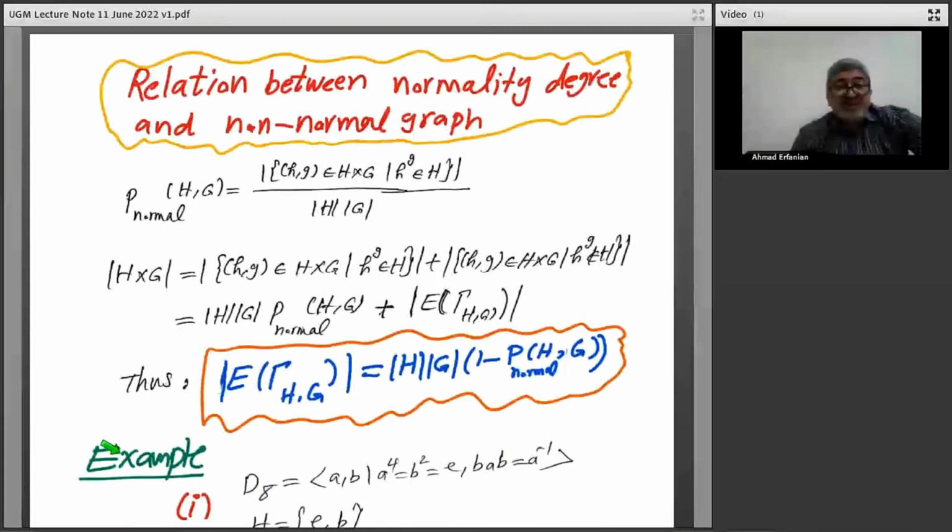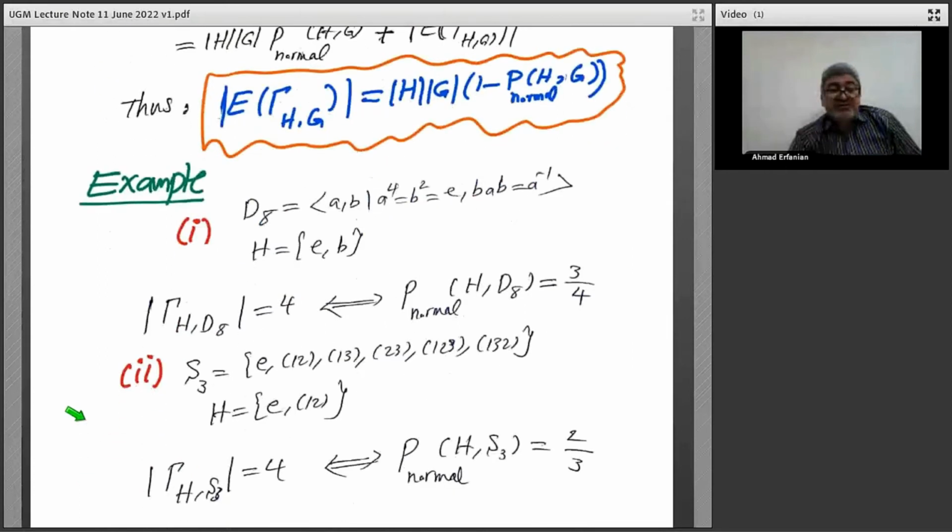We can find the relation between normality degree and non-normal graph. The normality degree is the number of all pairs (h, g) such that h to the g is in H, divided by the order of H times the order of G. Now you can see that we can find the relation between the number of edges and the normality degree. So the number of edges is the order of H times the order of G times 1 minus the normality degree of H in G.